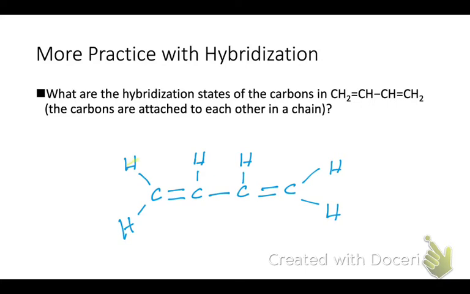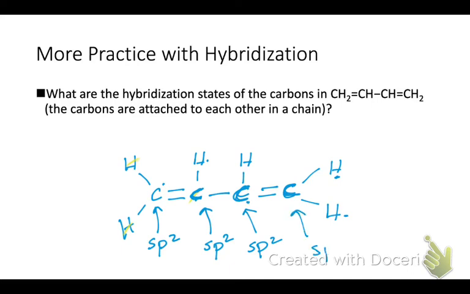I have 1, 2, 3 atoms around this carbon. This means 3 electronic groups, sp2. Same thing here for this carbon. If I count 1, 2, 3 atoms, no lone pairs, 3 electronic groups, sp2. This carbon, 1, 2, 3, sp2. Let's look at this carbon, 1, 2, 3, also sp2 hybridization.